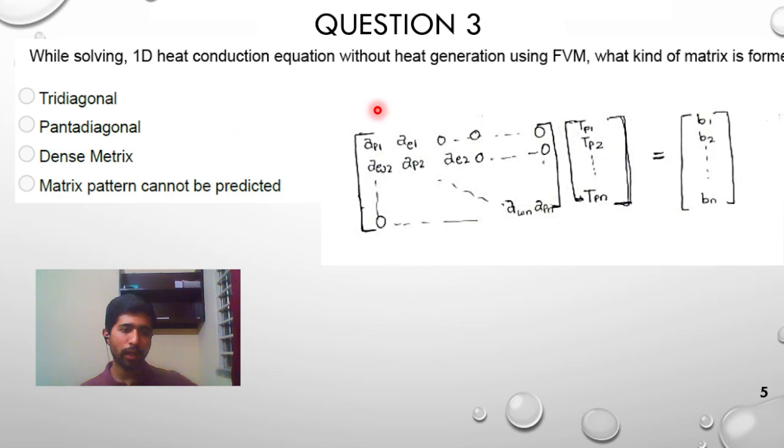Now what if you have a 2D heat conduction equation? What kind of matrix can you expect? Can you write down in the chat box?